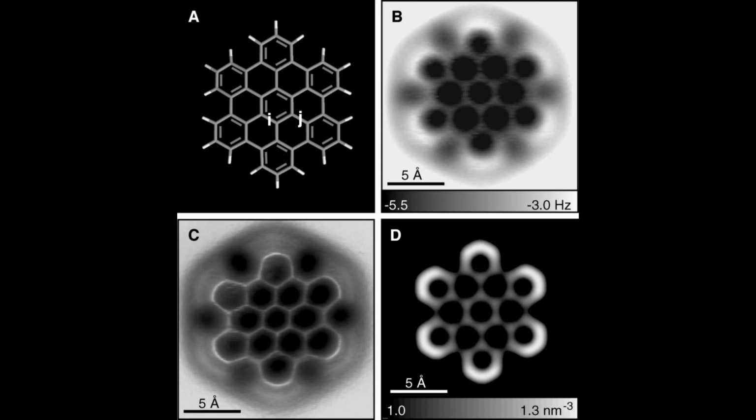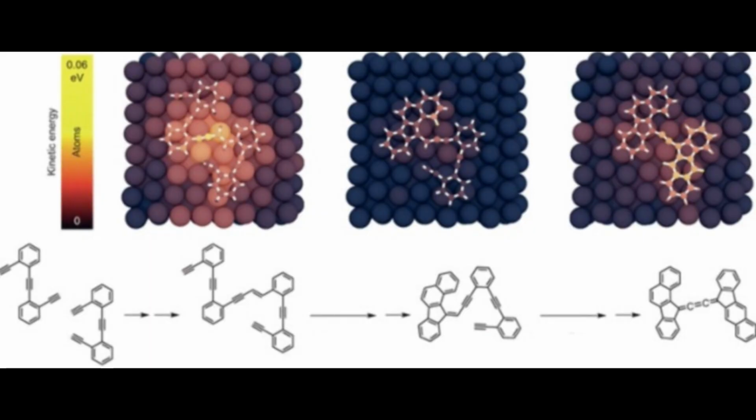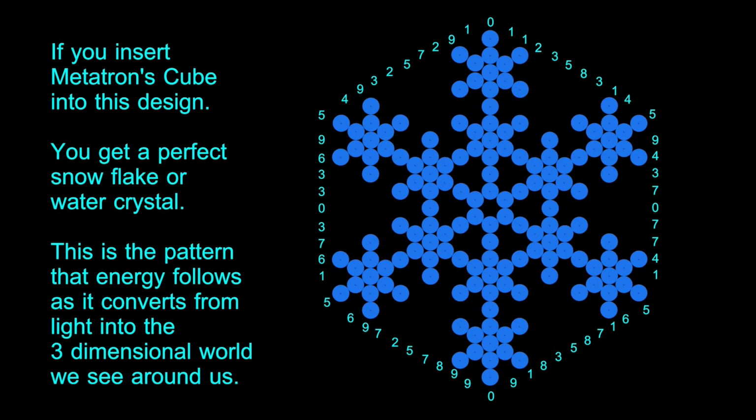But look at these images once again. The world cannot continue to ignore the obvious connection between what atoms are doing and the patterns in sacred geometry. If you enter Metatron's cube into that larger hexagon, which I created earlier, it then creates a perfect snowflake or water crystal. This is clearly how energy converts into matter.